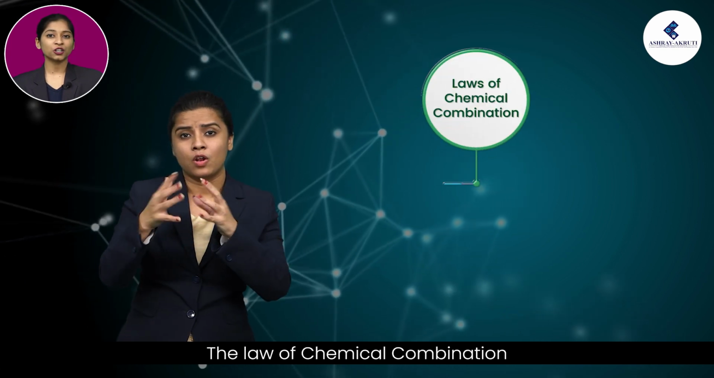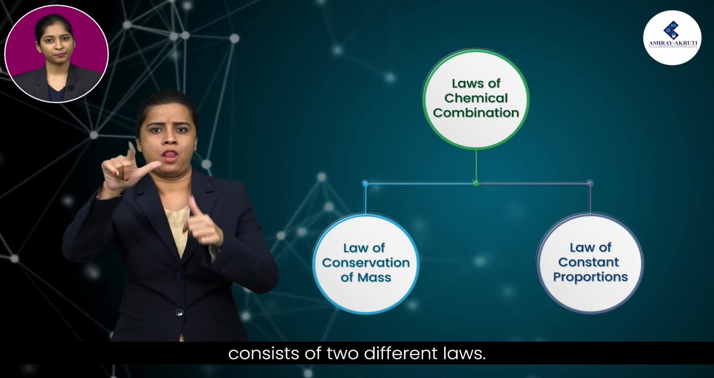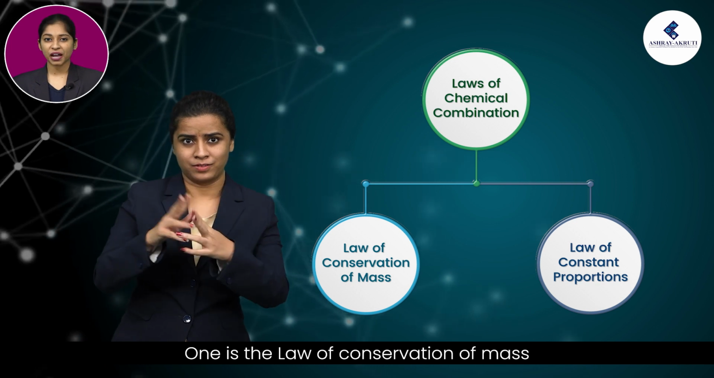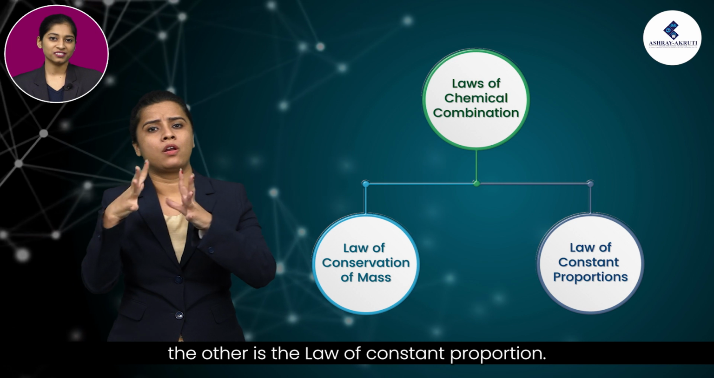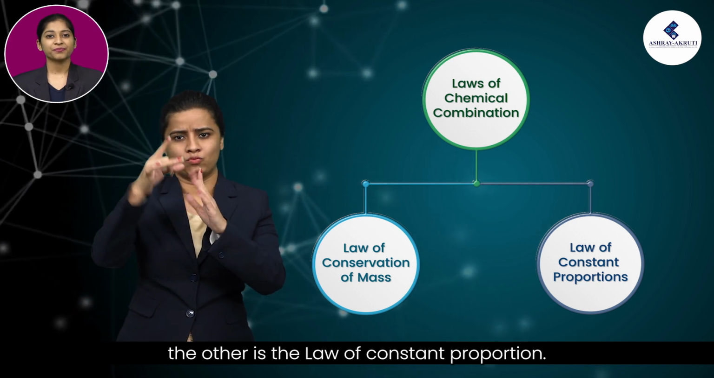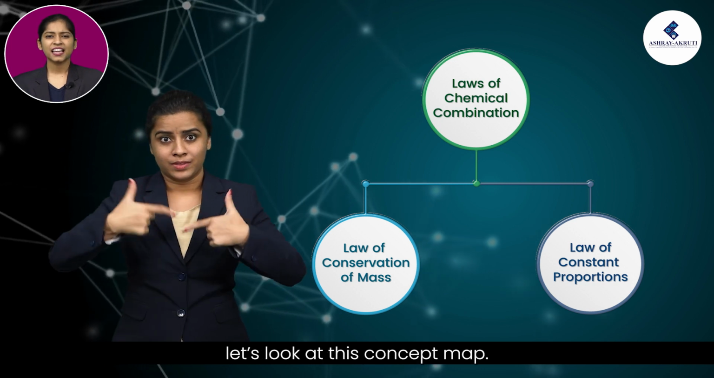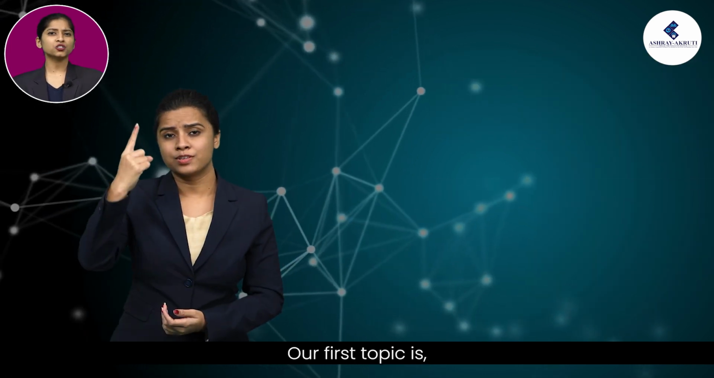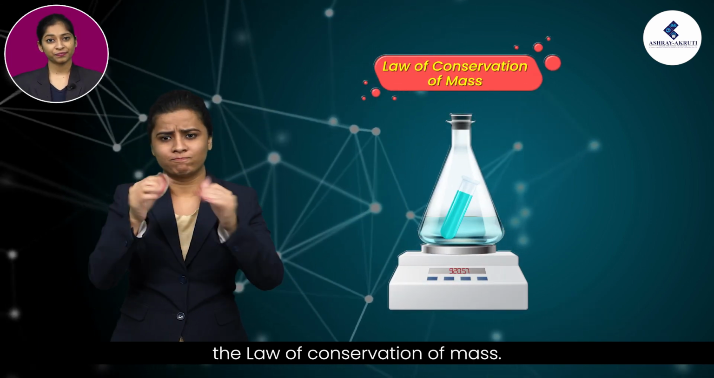The law of chemical combination consists of two different laws. One is the law of conservation of mass. The other is the law of constant proportion. Before starting this session, let's look at this concept map. Our first topic is the law of conservation of mass.